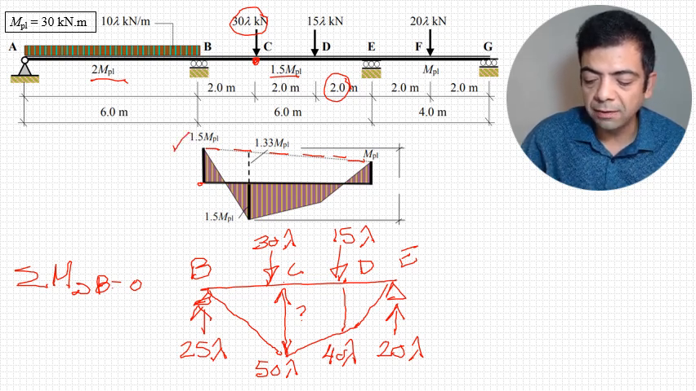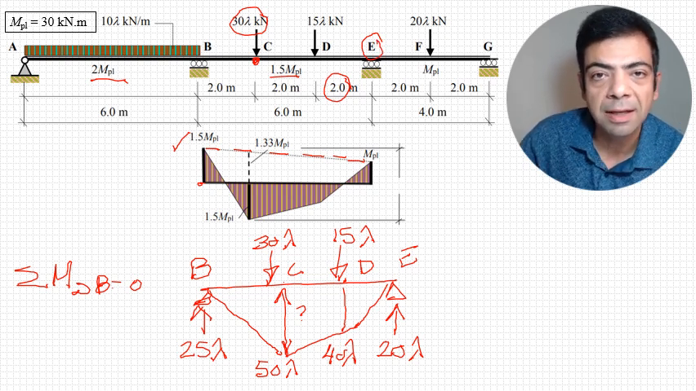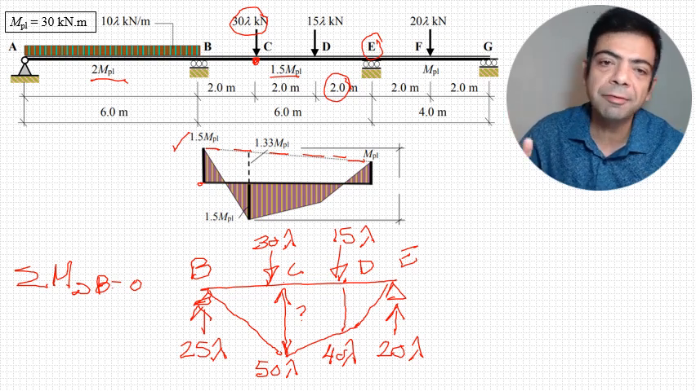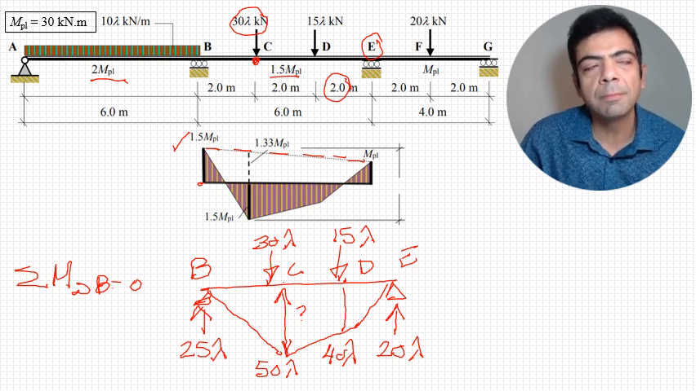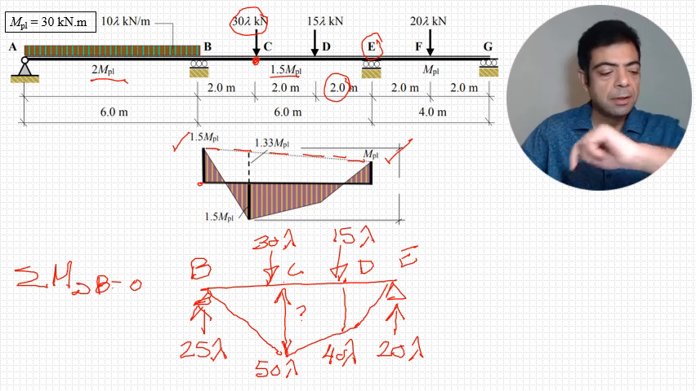At joint E, right of joint E, the beam has a bending capacity of 1 M plastic. Left of joint E is 1.5 M plastic. So which will fail first? 1 M plastic will fail first. Excellent.